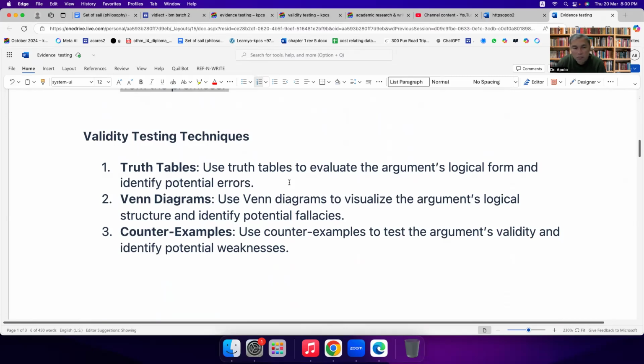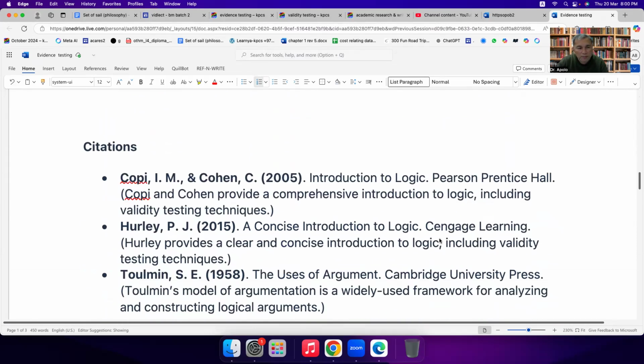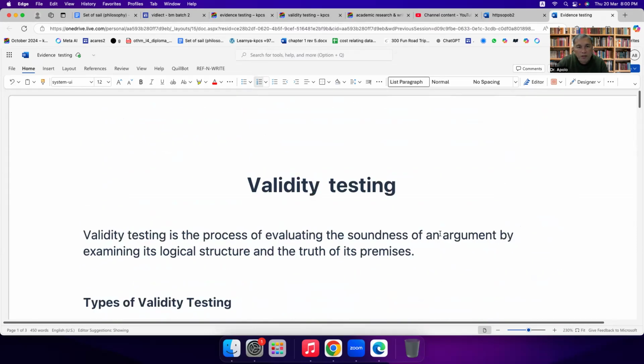We have the Venn diagram, which is the overlapping: there's one position, the other position, and then there's an overlap. Use a Venn diagram to visualize the argument's logical structure and identify potential fallacies. Then we have counterexample. Use a counterexample to test the argument's validity and identify potential weaknesses. So this is validity testing.